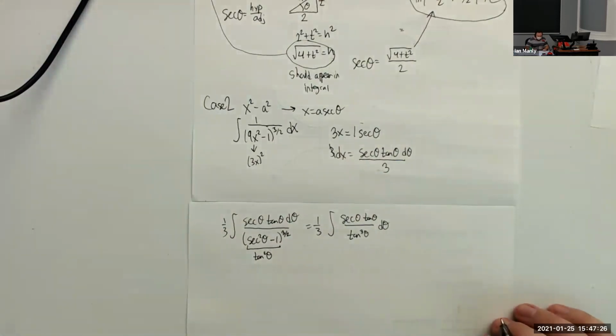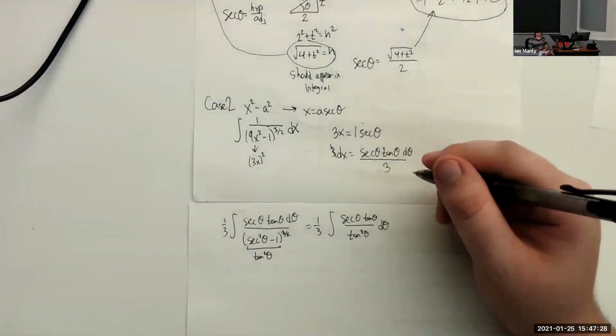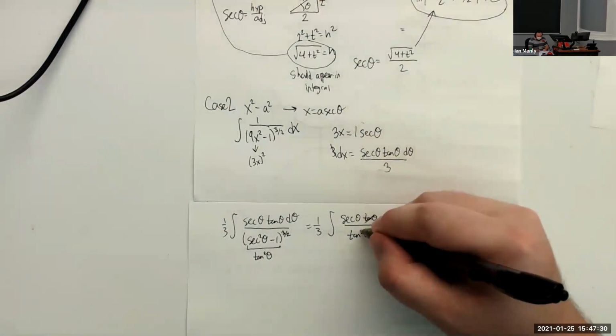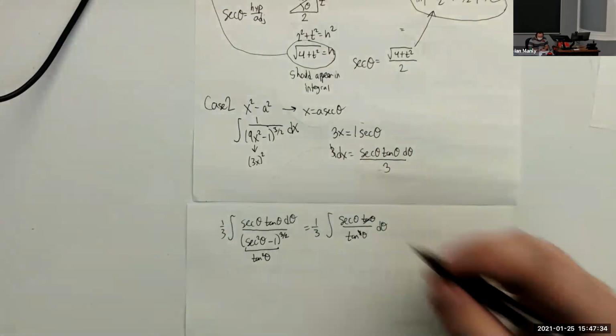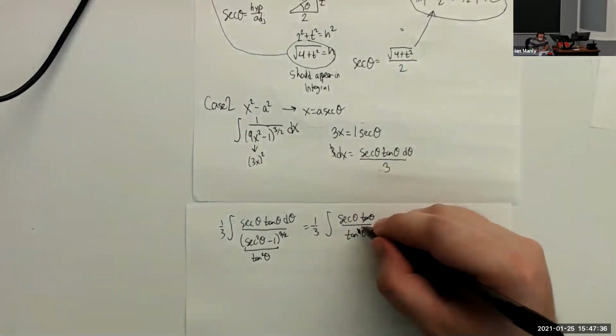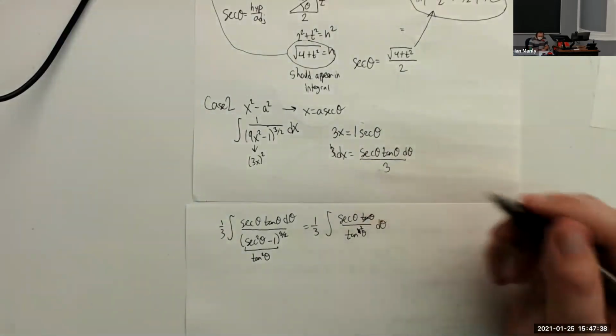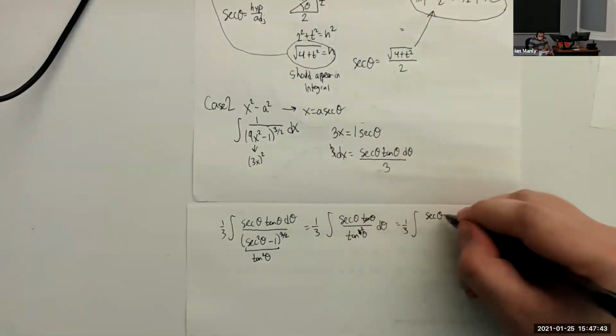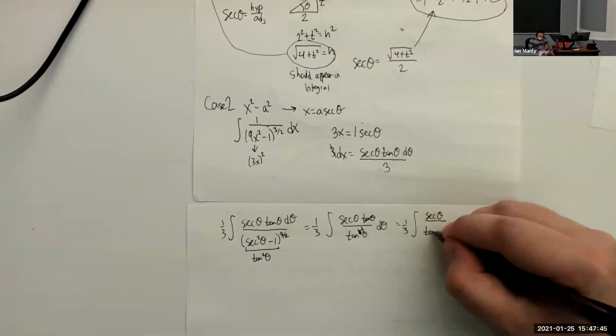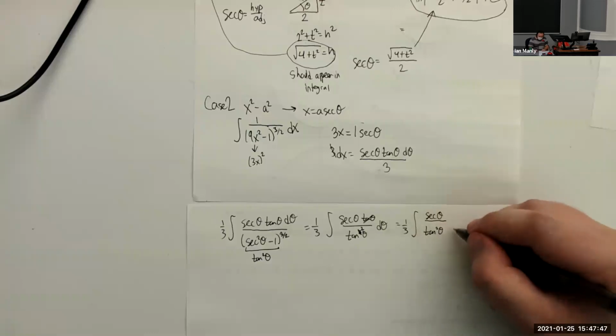All right, so then what we're going to do now is we're going to cancel. Okay, that's pretty nice. And oops, sorry, that doesn't cancel all the way. It cancels to a square. All right, so we have 1/3 the integral of secant of theta over tangent squared of theta.